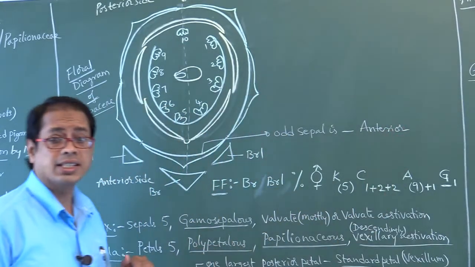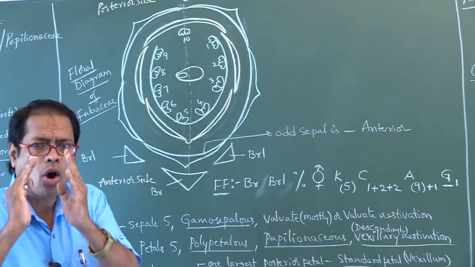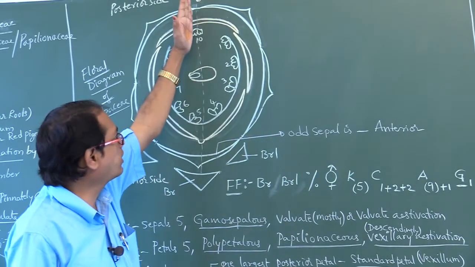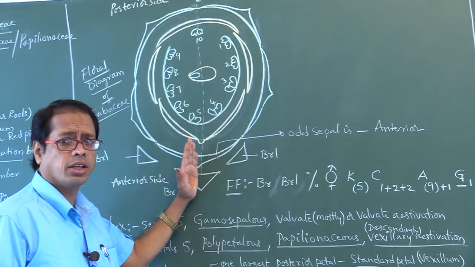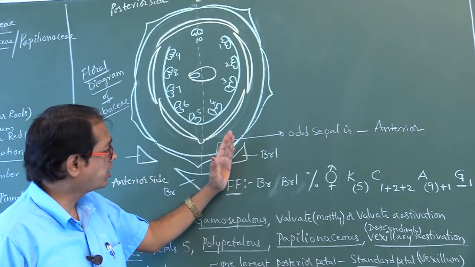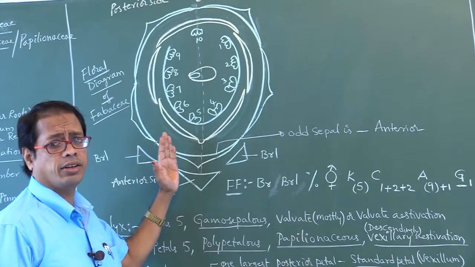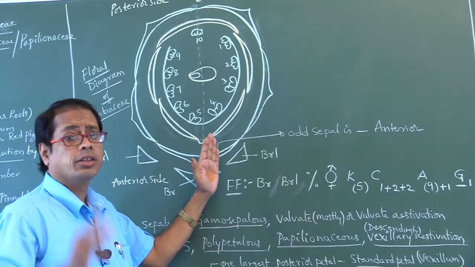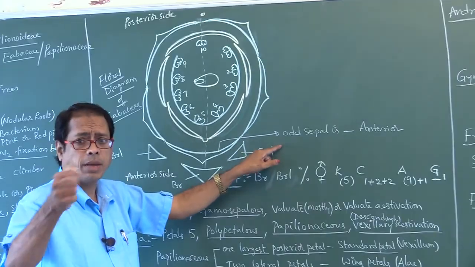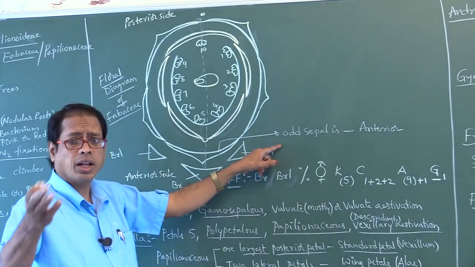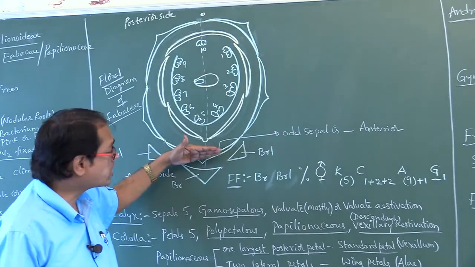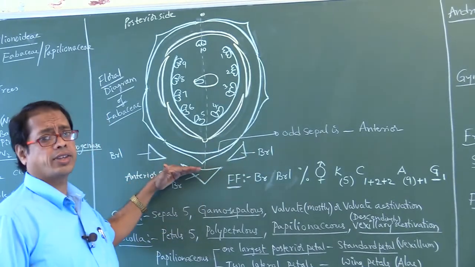Odd sepal is anterior. What does it mean, odd? Odd means if a flower is vertically cut, some part is present on the left side and the remaining part is present on the right side. Both right and left present, that part is so called odd. If it is a sepal, odd sepal. If it is a petal, odd petal. Now, this odd sepal is present at anterior side.